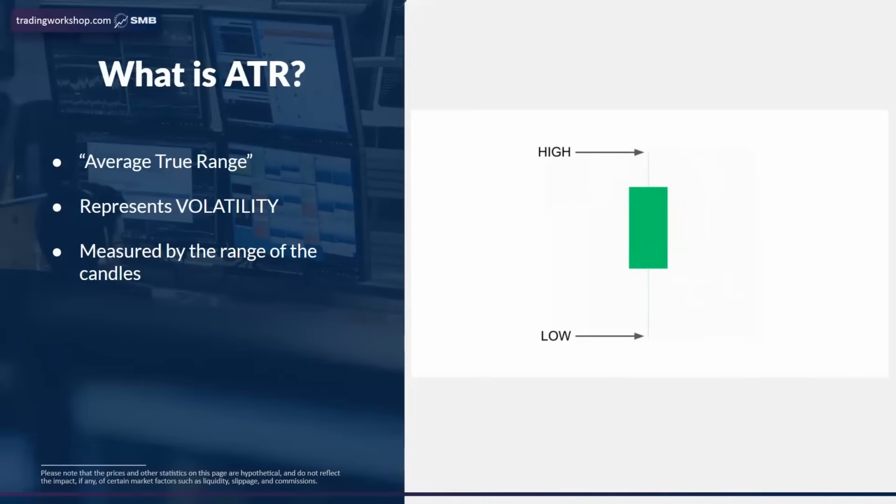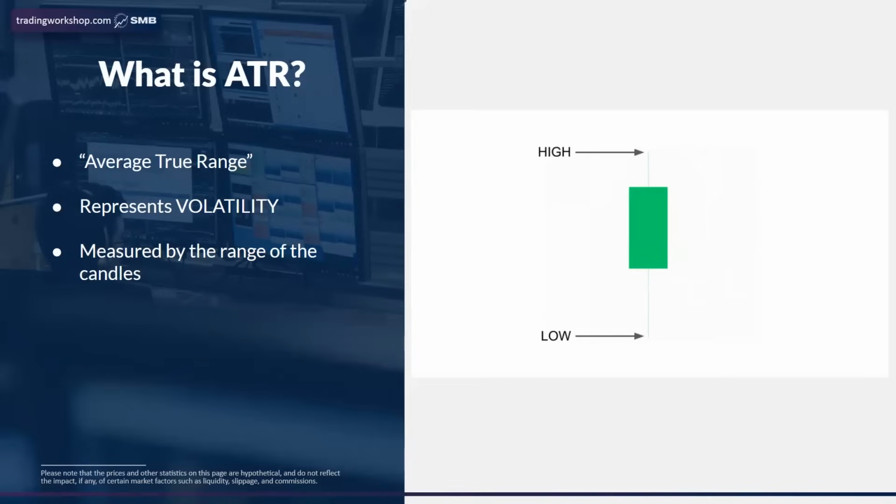it is. All right, so what is ATR? ATR stands for the average true range, and it represents the volatility of the stock you're trading. So this is key, right? This is so key that it's part of the common language on our desk.